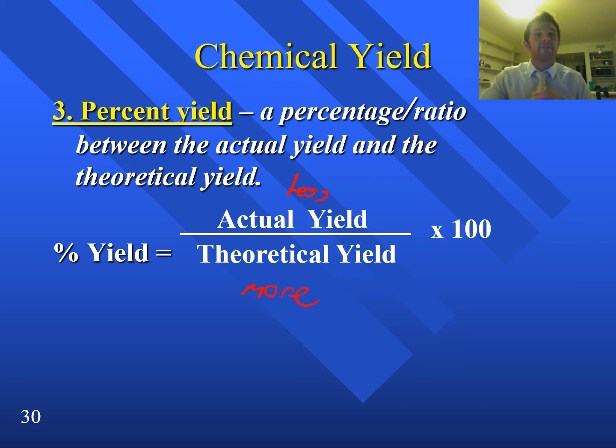If it's ever over 100%, that means one of two things. It means you messed up the calculations on your theoretical yield and you got a number smaller than what you should. Or when you did the experiment in your actual yield, it's still got some water in it and it's going to weigh more than it actually should. Meaning it's kind of like if you put a towel on a scale.